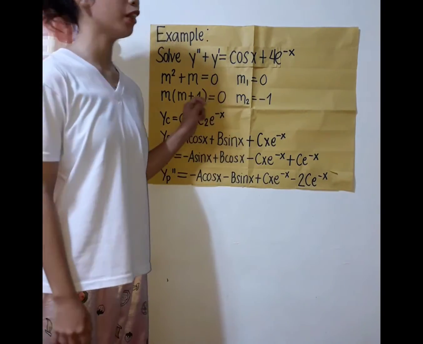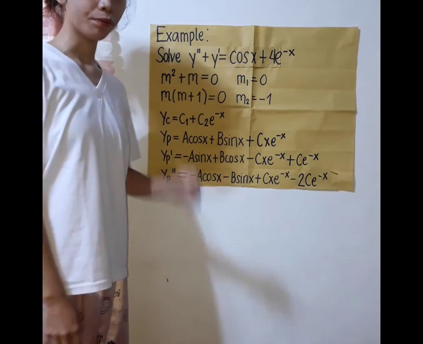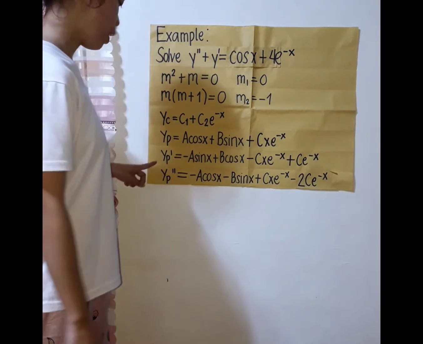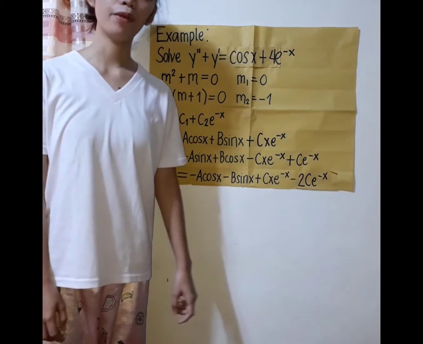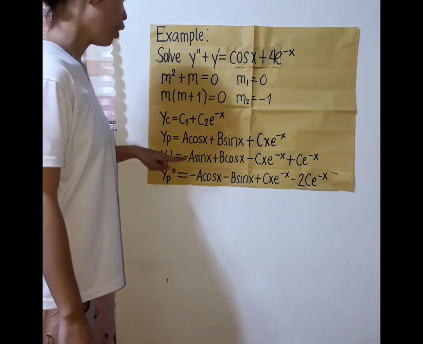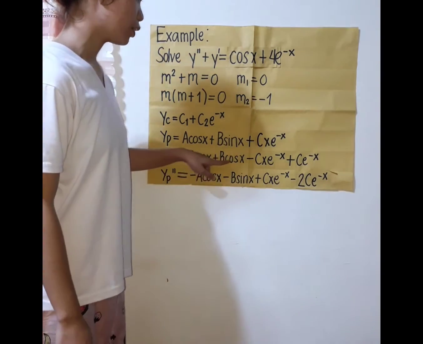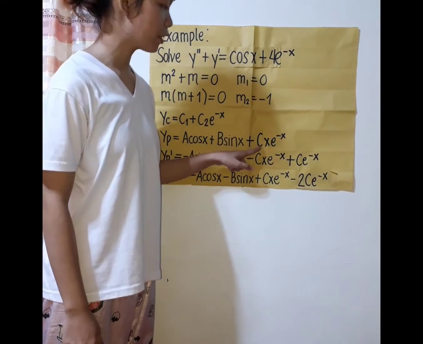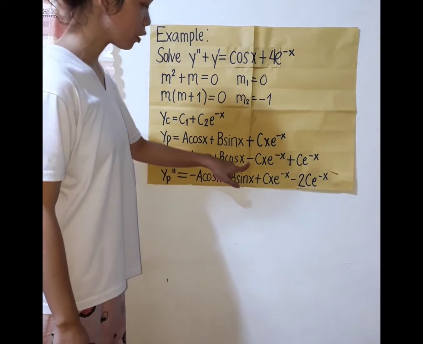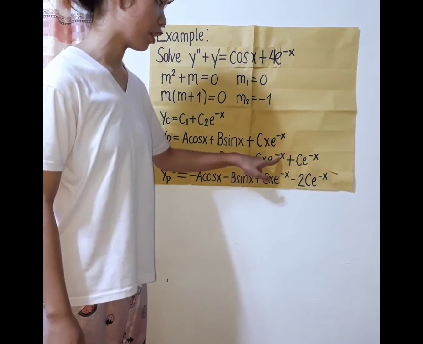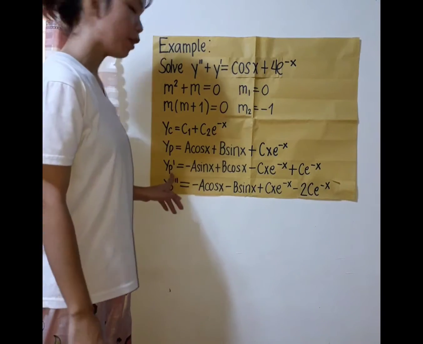Ang next step natin ay kukunin natin ang Y prime at Y double prime. So, una mo natin kukunin ay ang YP prime. So, ganito siya. YP prime is equals to derivative ng A cosine x, matik yan kapag cosine magiging negative. So, equals to negative A sine x plus derivative ng B sine x is equals to B cosine x, at ang derivative naman ng CXE raised to negative x ay bali magiging dalawang terms siya. Magiging ganito siya. Minus CXE raised to negative x plus CE raised to negative x. So, nakuha na natin ang YP prime.